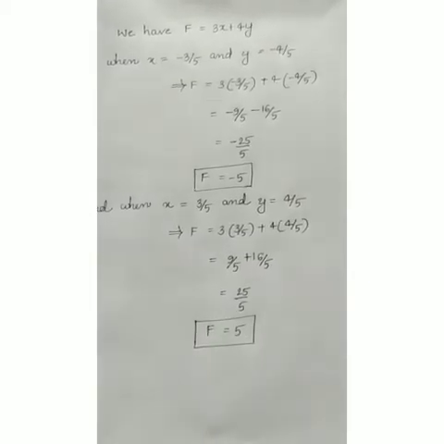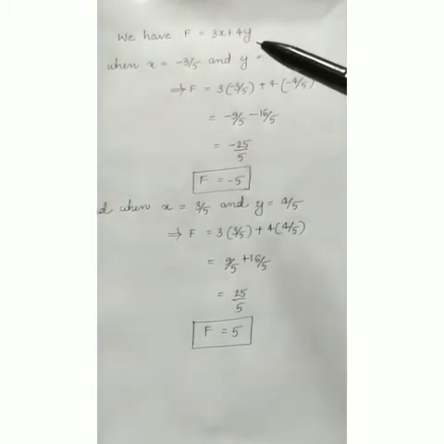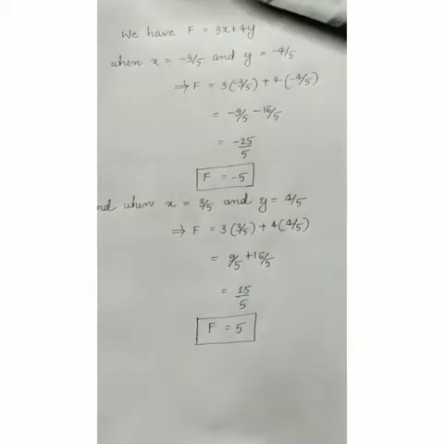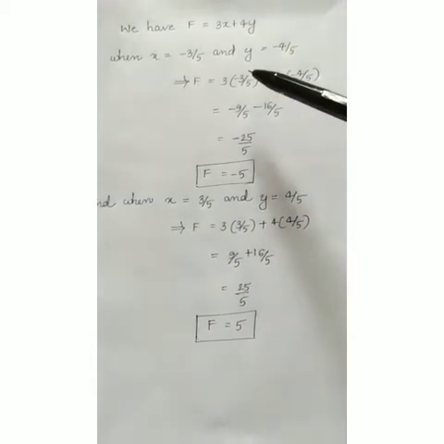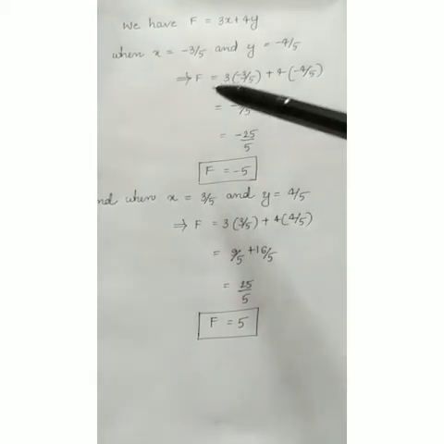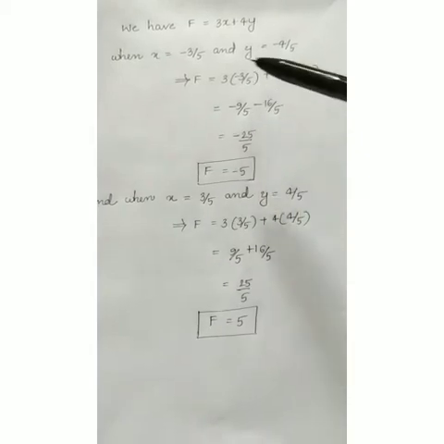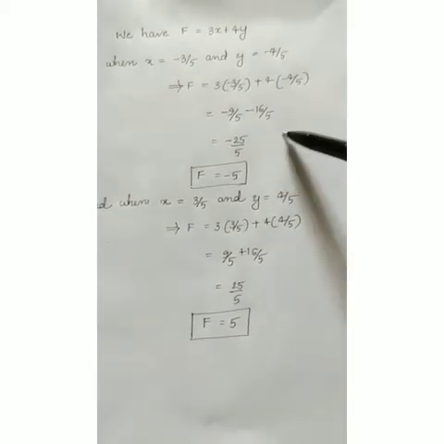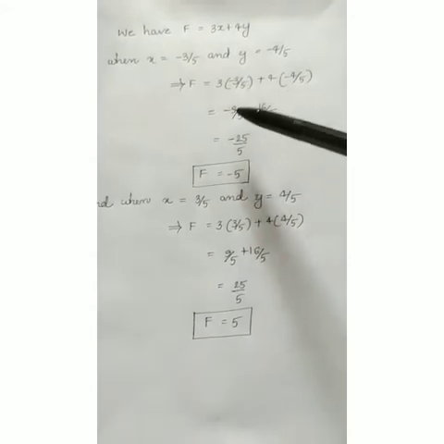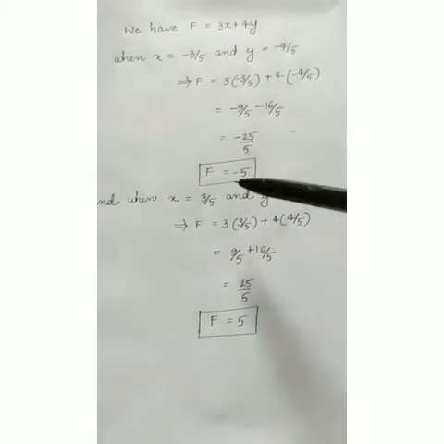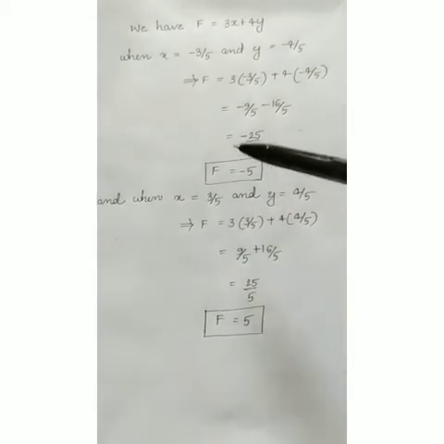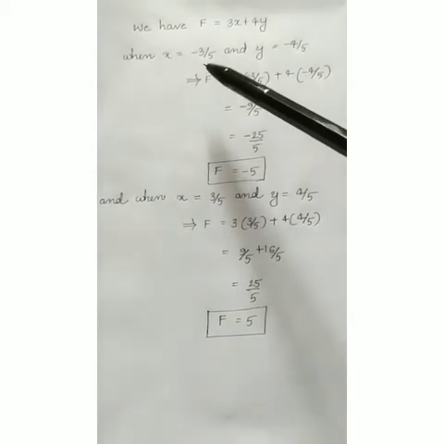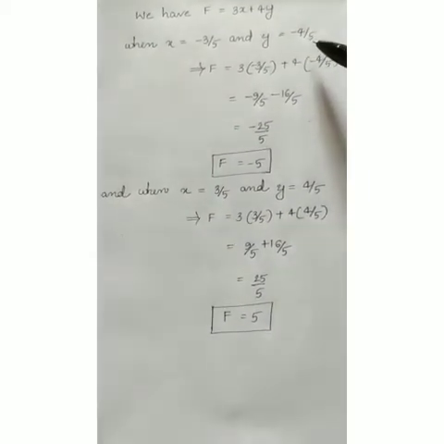Now substituting these x and y values in the given function, that is f equal to 3x plus 4y. When x equal to minus 3 by 5 and y equal to minus 4 by 5, f equal to 3 into minus 3 by 5 plus 4 into minus 4 by 5. So minus 9 by 5 minus 16 by 5, that is minus 25 by 5. So f equal to minus 5. This is when x equal to minus 3 by 5 and y equal to minus 4 by 5. So this is the minimum value of the given function.